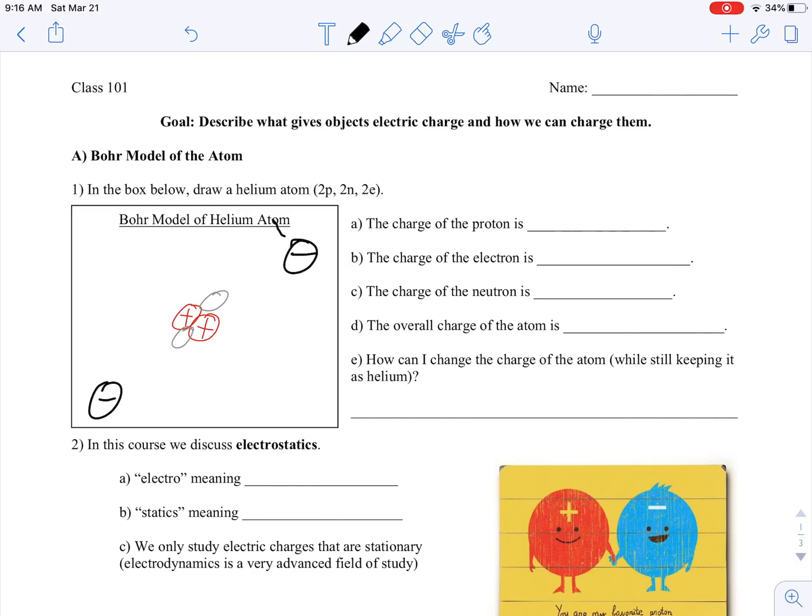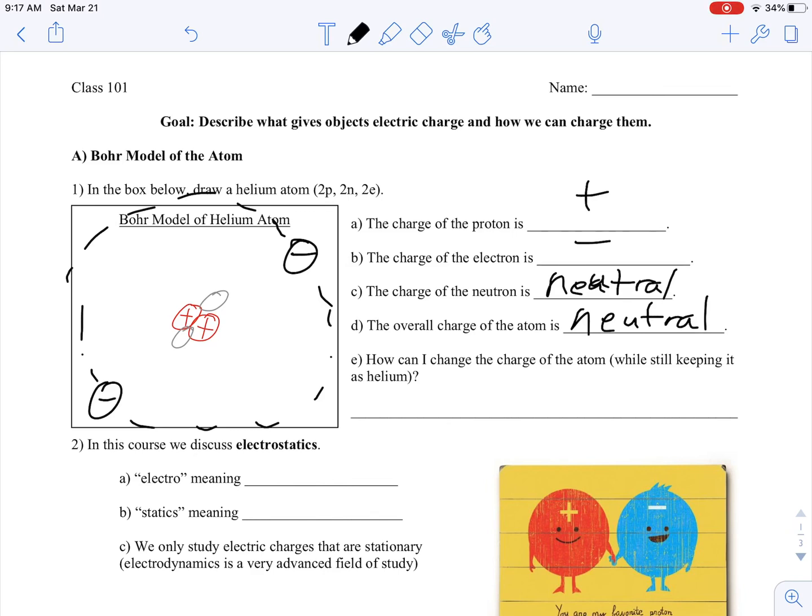And these kind of zoom around in a circle around the atom. Now I know the whole idea of electron clouds, but for now we're just going to think of it as a circle. So the charge of a proton is positive, the charge of an electron is negative, and the charge of a neutron is neutral. And the overall charge of this atom is going to be neutral as well. Now if this were an ion, we could add electrons or take away electrons to give it a positive or negative charge.